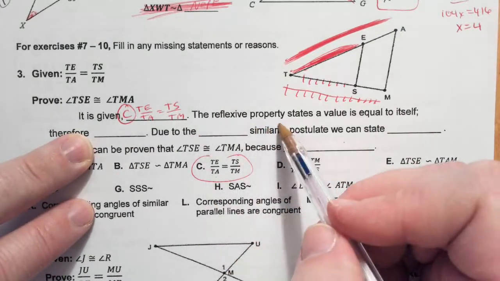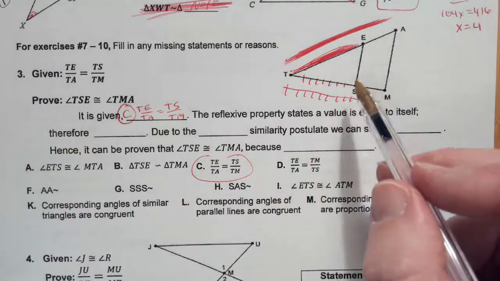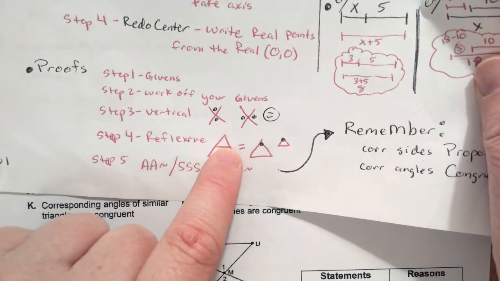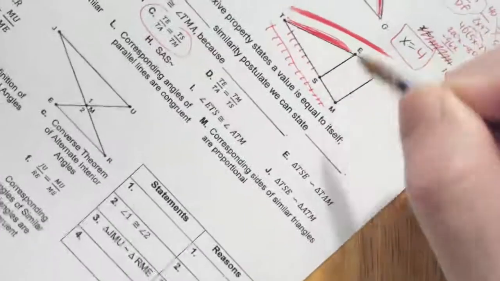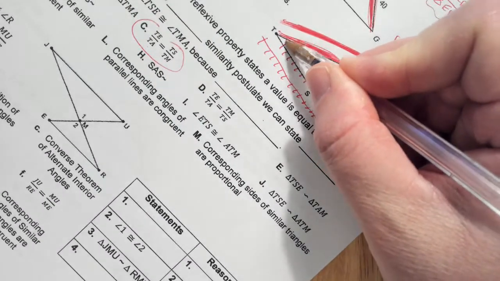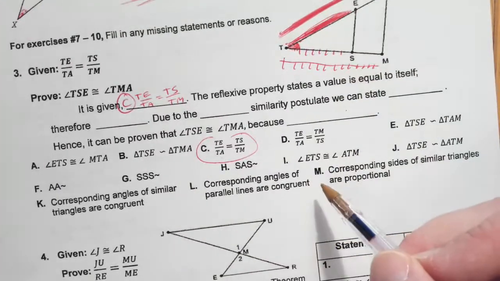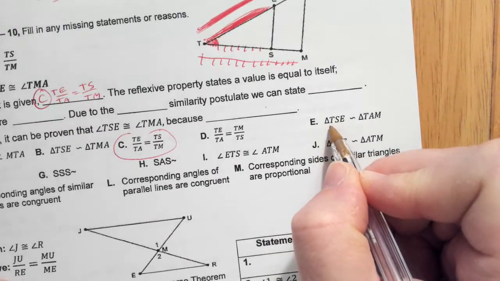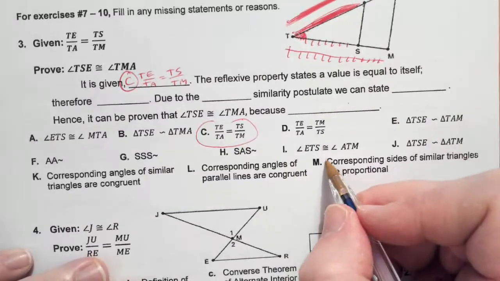Okay, the reflexive property states a value is equal to itself. Therefore, when we had this reflexive property, that would be this one, the top of the triangle. If we turn this, we'll be able to see it better. That would be angle T is equal to angle T, right? That angle right there. So we're looking at the angles of this triangle, so we're talking about angles being equal to each other.